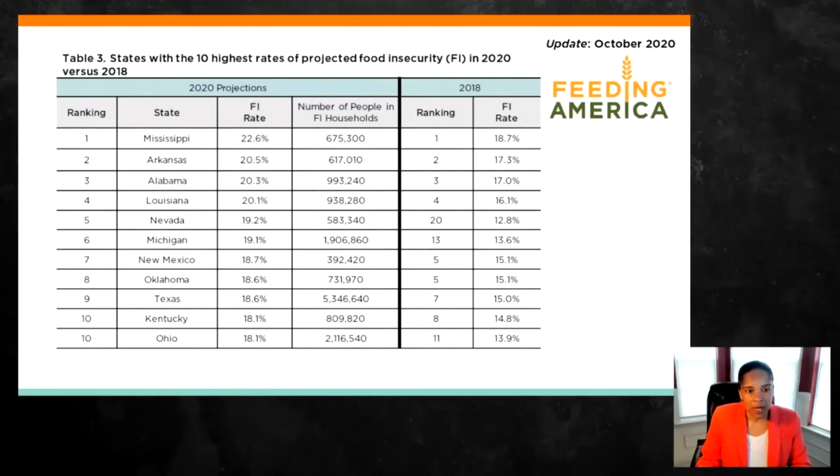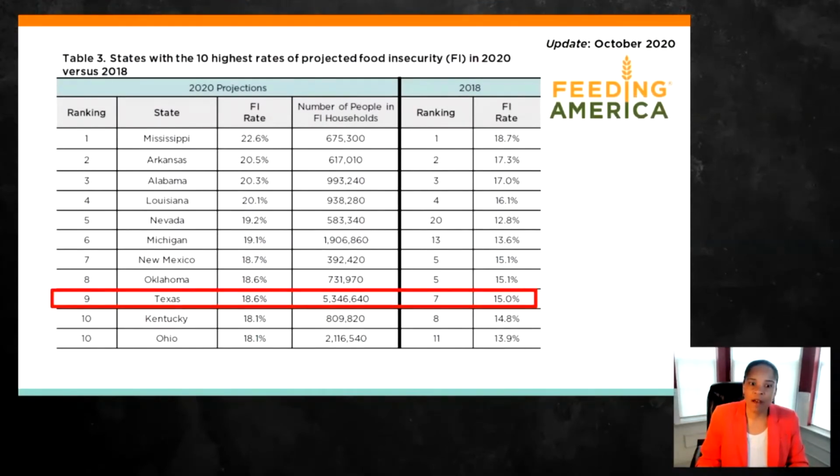This is some data from Feeding America showing the states with the 10 highest rates of projected food insecurity for 2020. And what they note is that states, for example, like Texas, were projected to have about 18.5% of households experiencing food insecurity in 2020.